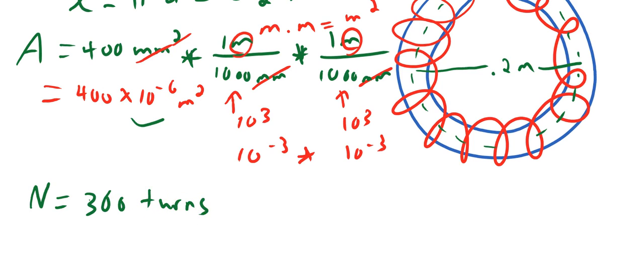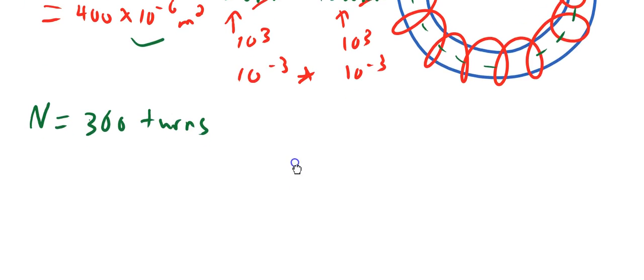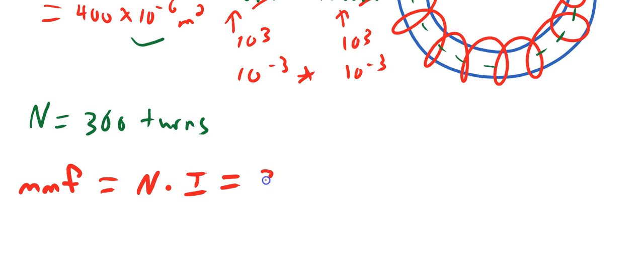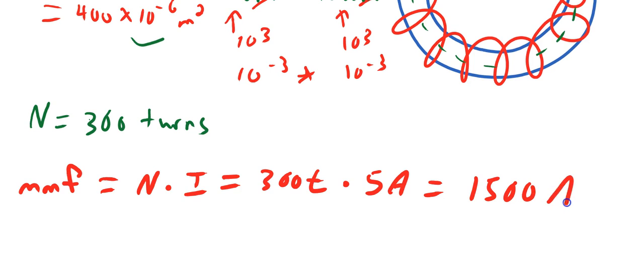Okay, so in order for us then to go ahead now and calculate the flux, we'll start off by saying that we need to calculate the magnetomotive force, or MMF, of the circuit, and that will be equal to the number of turns multiplied by the current. So we have 300 turns multiplied by 5 amps, and that results in 1,500 amp turns as the MMF.